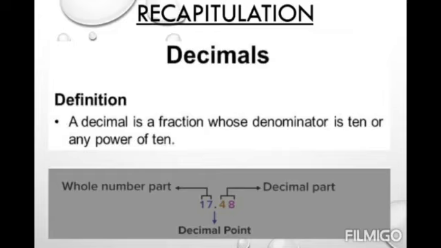Next topic is decimals. A decimal is a fraction whose denominator is 10 or any power of 10. Here you can see decimal number 17.48. This 48 is called decimal part and 17 is called whole number part.